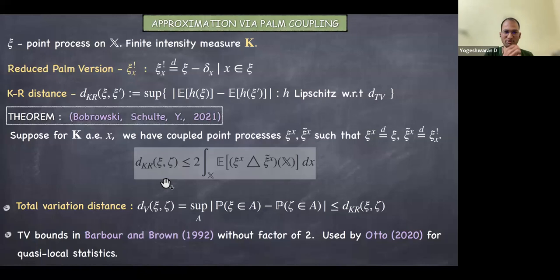And then Moritz Otto recently used the result of Barbour and Brown to derive these results in total variation distance. That is what he used to prove results for k-nearest neighbors and everything. He used the result of Barbour and Brown, and we come up with more direct bounds further. He simplified this to the context of quasi-local statistics. So Moritz computed these bounds in the context of quasi-local statistics.